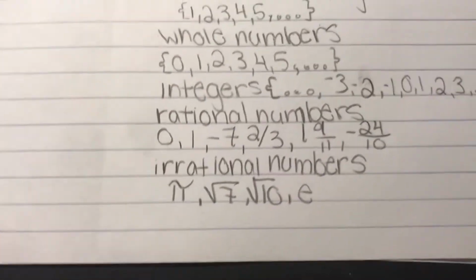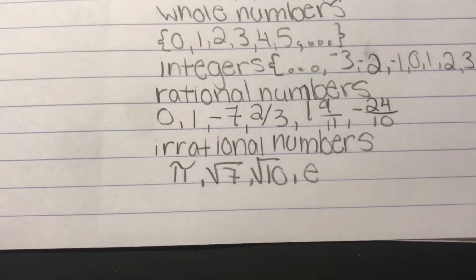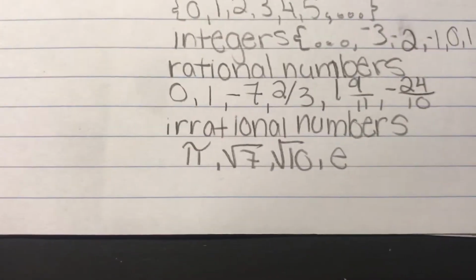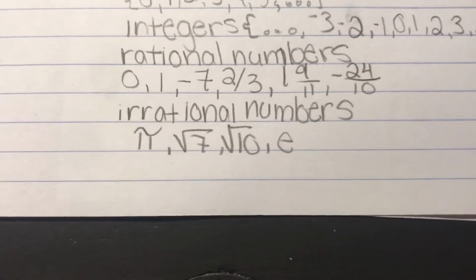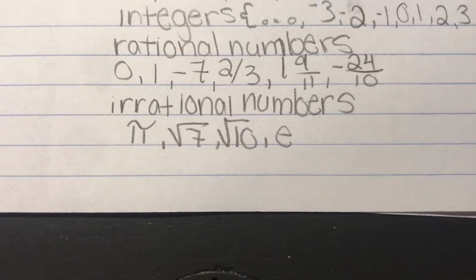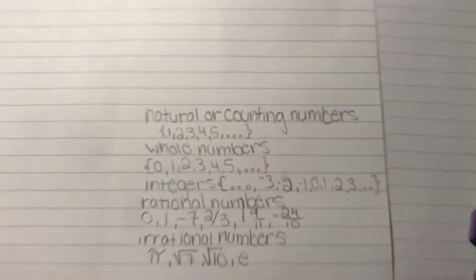And then there are irrational numbers, which are real numbers that are not rational. That could be pi, which is 3.14 and so on, the square root of 7, the square root of 10, and e. Now that's section 1.4.